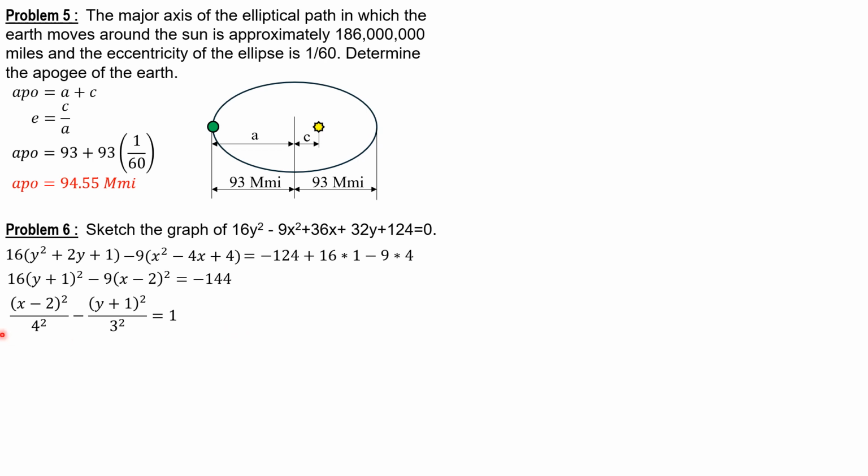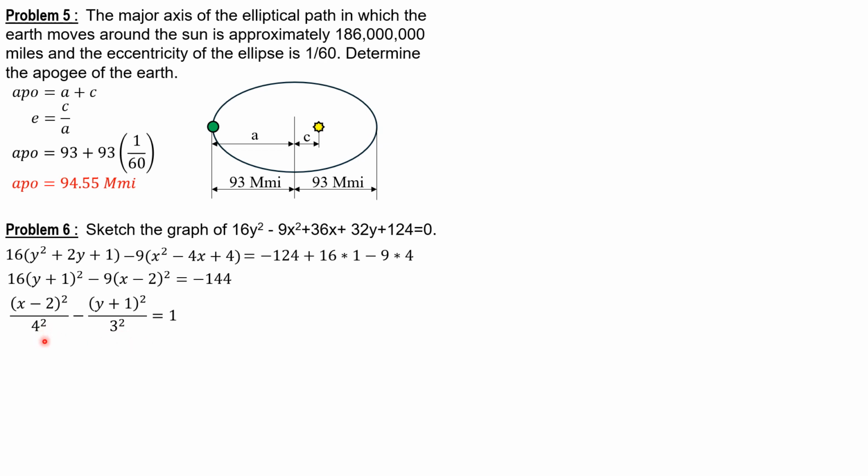So that means, because the positive term is the x squared term, the transverse axis joining vertex 1 and vertex 2 is parallel to the x-axis, because 4 squared is under x minus 2 squared, although it is greater than 3. But remember, this can be less than 3 or even equal to 3.